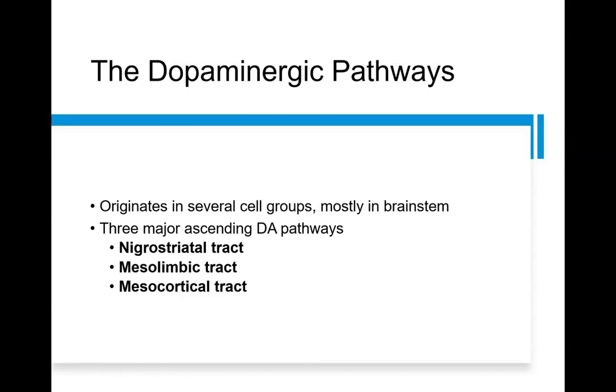So the nigrostriatal pathway arises in the substantia nigra, and it basically projects to the basal ganglia. The mesolimbic starts in the ventral tegmental area, and it terminates in the limbic system, particularly in an area called the nucleus accumbens. The mesocortical tract also starts in the ventral tegmental area, and it terminates in the prefrontal cortex. We have another pathway that is called the tuberoinfundibular pathway, that starts in the hypothalamus and basically terminates in the pituitary gland.